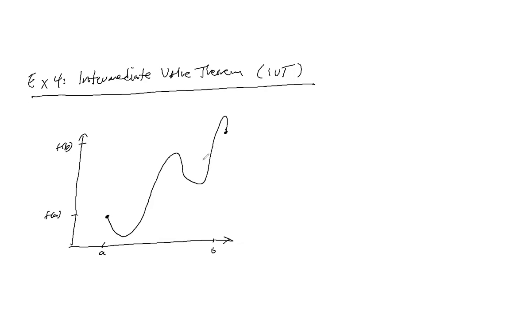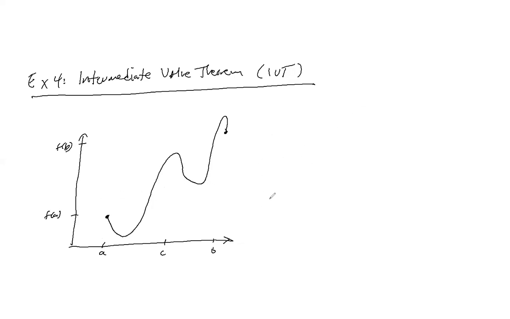That looks a little steep, but whatever. And then let's just say there's some sort of random value C in here somewhere. So what are we looking at with intermediate value theorem? Well, really what we're saying is something like this.